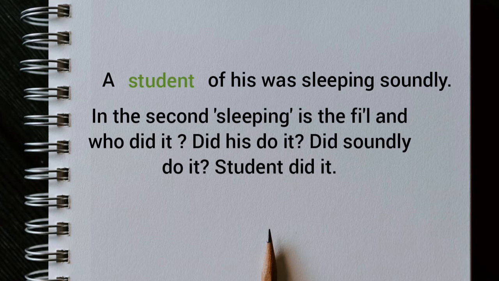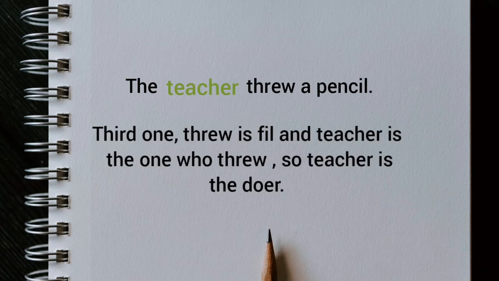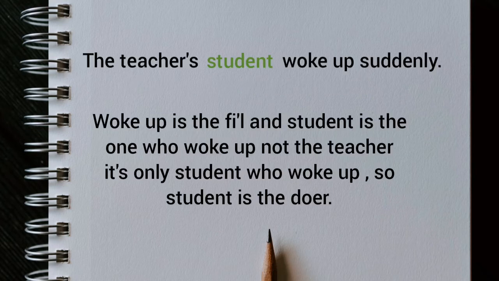In the second, sleeping is the fi'l, and who did it? Did "his" do it? Did "soundly" do it? Student did it. Third one, threw is the fi'l and teacher is the one who threw, so teacher is the doer. Fourth one, woke up is the fi'l and student is the one who woke up, not the teacher. It's only the student who woke up, so student is the doer.